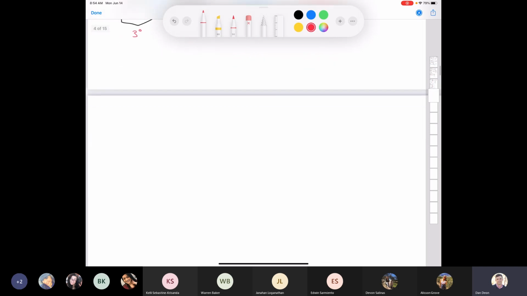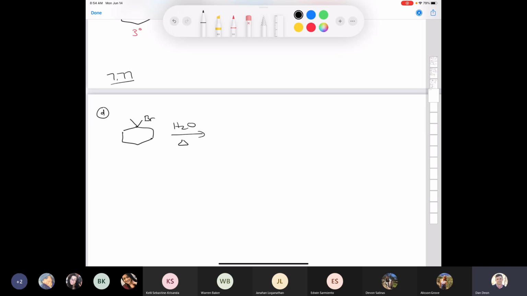Whereas D is an SN1 reaction. So let's take a quick peek at D. Again, this is still 7.77. In 7.77D, we're starting with a tertiary alkyl halide, but all we're doing is putting it in water and heating it up. So what's going to happen is that the leaving group is going to leave first, because water is a weak base and weak nucleophile. So we're actually going to end up with a mixture of SN1 and E1 in this case.